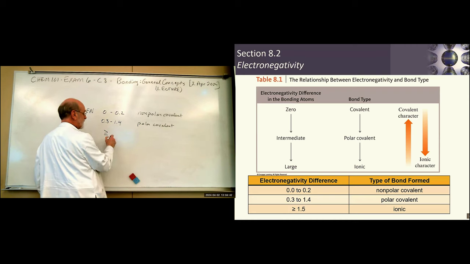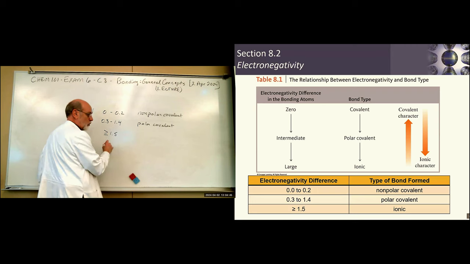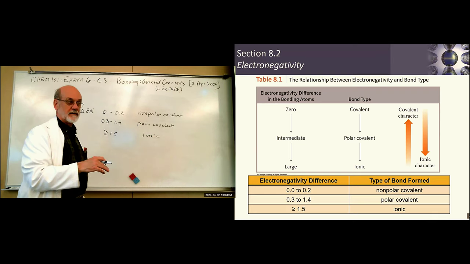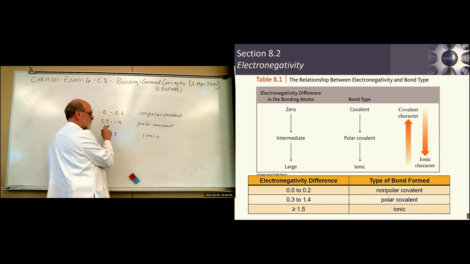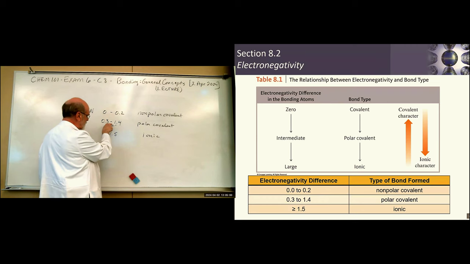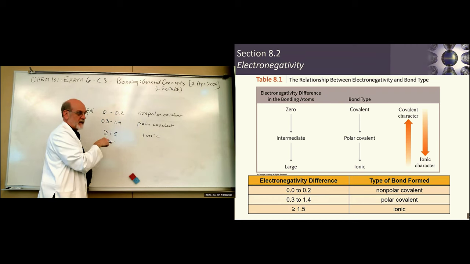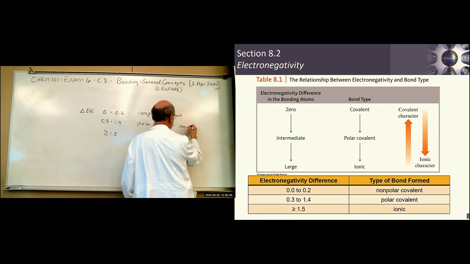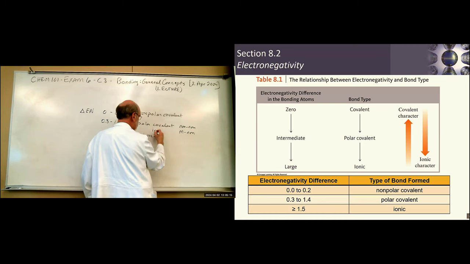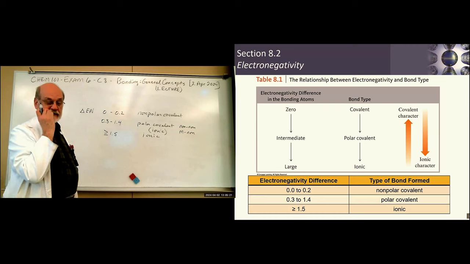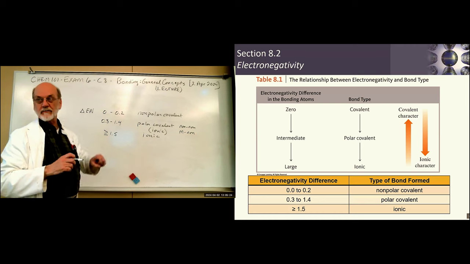If the difference in electronegativity is greater than or equal to 1.5, then this is definitely ionic. And you're only going to see this between a metal and a nonmetal. But sometimes, if you put a metal and a nonmetal together, you'll get their electronegativities in the middle range. And if that's the case, this would be nonmetal, nonmetal. If you happen to have a metal and a nonmetal, then we would still call that an ionic bond. Okay. So this is kind of a gray area, middle ground.